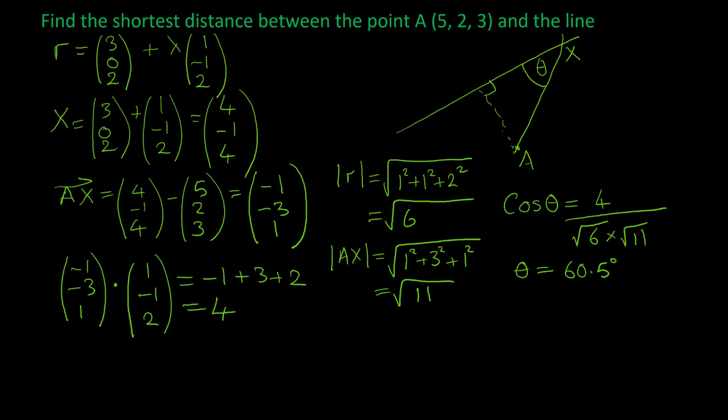So now we've got angle theta. We know how long AX is. So now what we're trying to find is this shortest distance, which is this distance here. So that is opposite the angle. So we're going to use a bit of SOHCAHTOA. So sine theta would equal the length we're after over the hypotenuse, which is AX. And so the length we're looking for is going to be equal to the hypotenuse AX, which was root 11, times sine of 60.5 degrees. And putting that into the calculator, you get 2.89 to 3 significant figures.